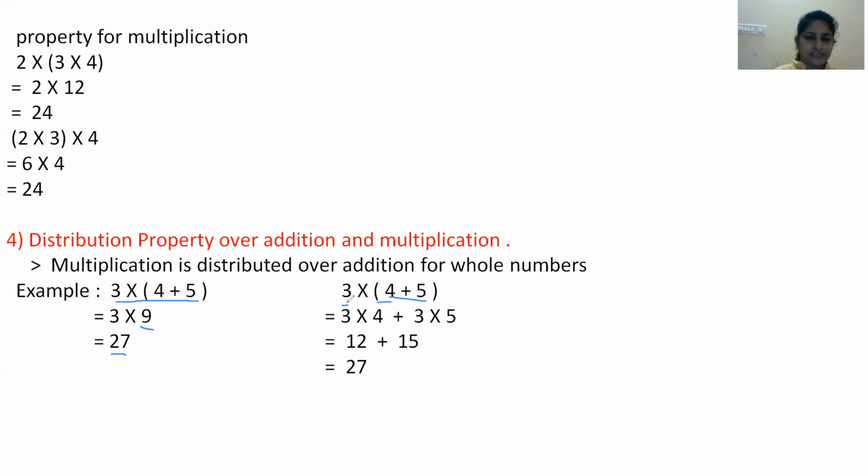This is your definition. Now 3 into 4. This 3 and 4. I am individually multiplying it, then adding the products, plus 3 into 5. That is 3 into 5. Now 3 4s are 12. 3 5s are 15. The final answer is 27.